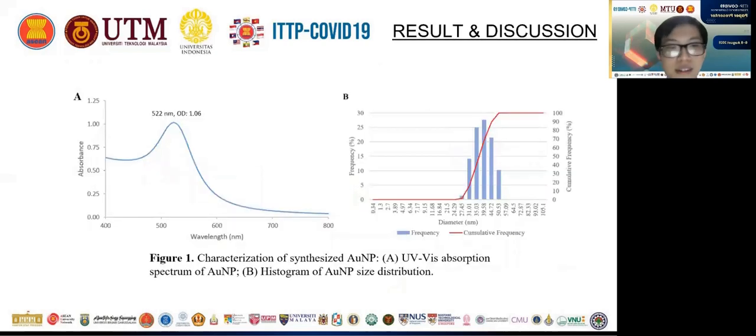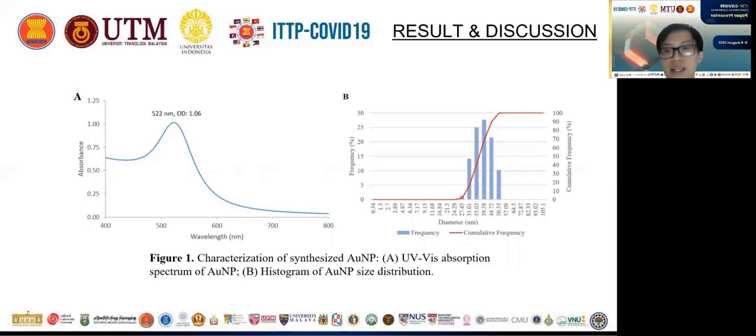This is the result for the gold nanoparticle that we synthesized. As we can see in figure 1A, it's the spectrum of the gold nanoparticle, and 1B is the histogram of the size distribution for the gold nanoparticle. As we can see from figure A, the gold nanoparticle has an OD, or optical density, of 1.06 with a wavelength of 522 nanometer.